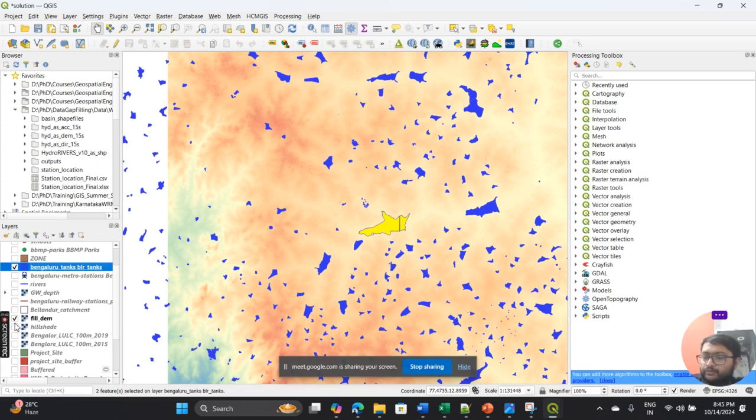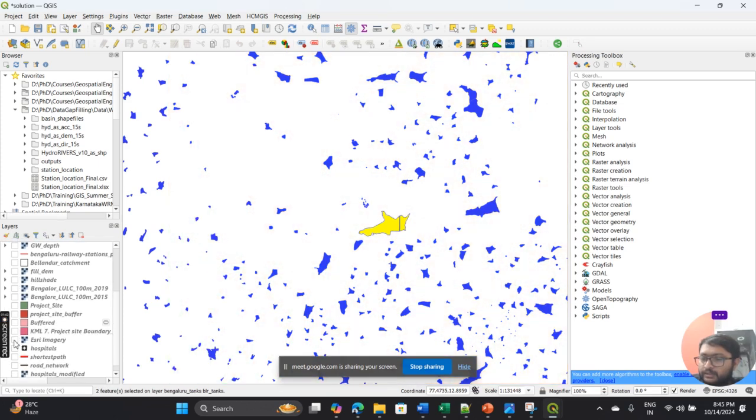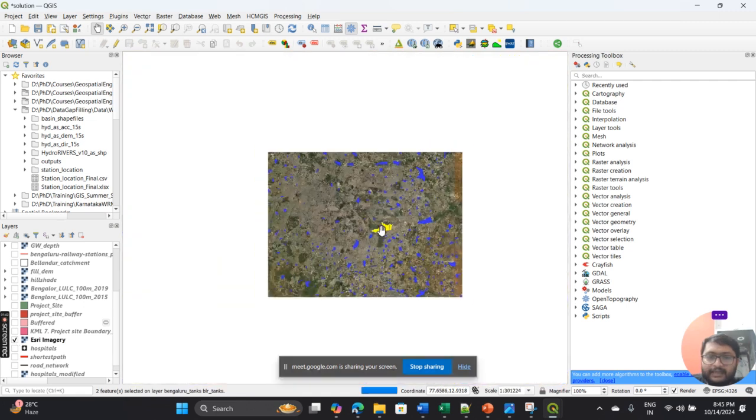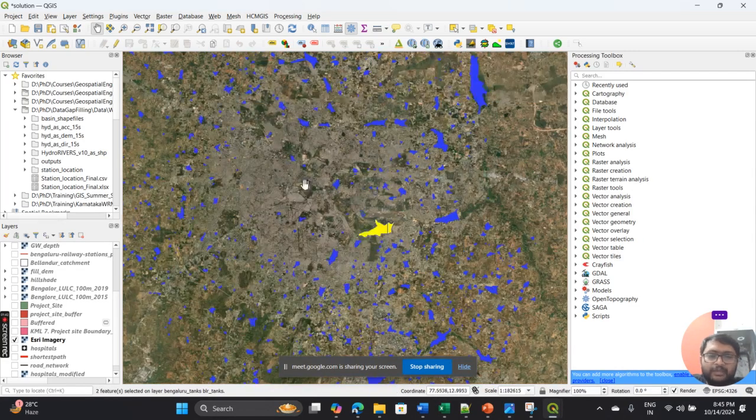If you see within the Google images or the satellite map, you can see this lake is situated over here, and this is the entire Bengaluru. We want to see how much water it is collecting from various parts of Bengaluru, and whether the lakes in Bengaluru are connected with each other or not. For that, we can do the standard watershed delineation process, which we have learned in our course also.